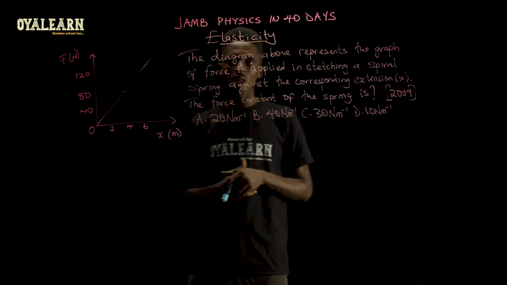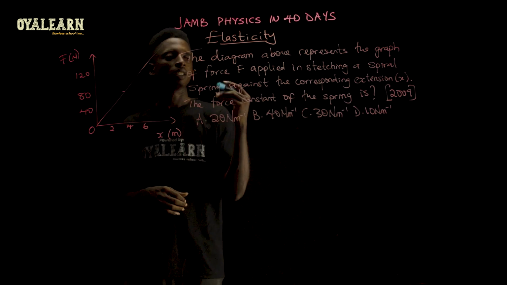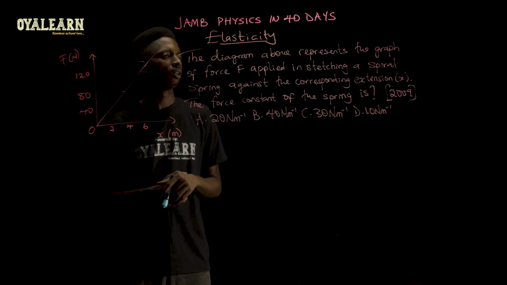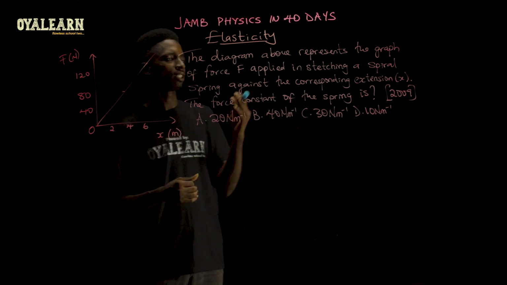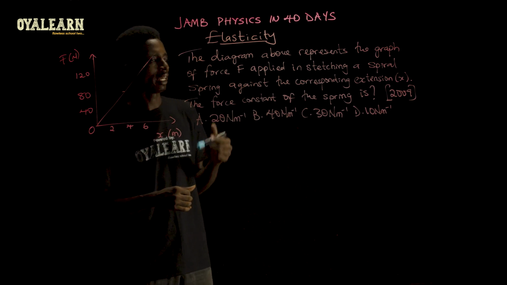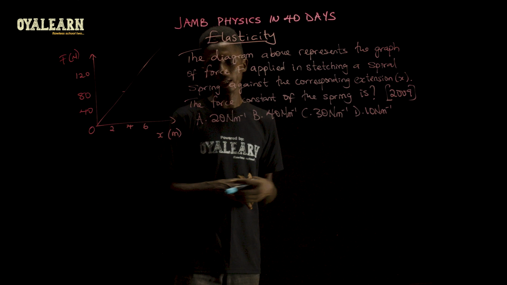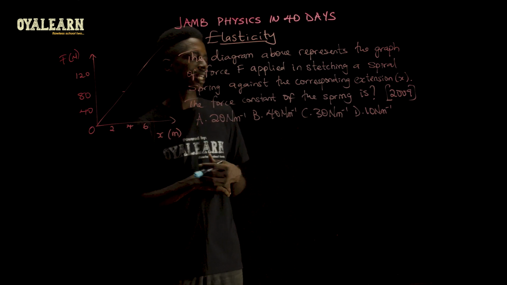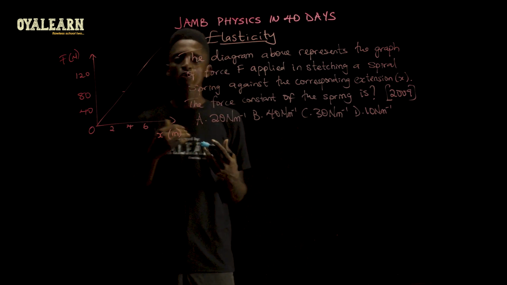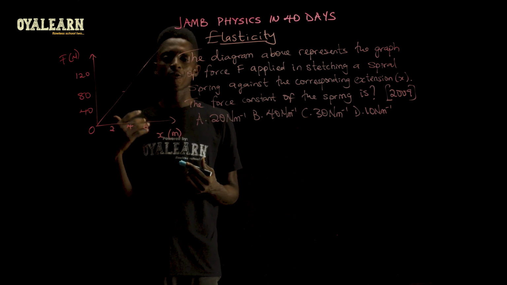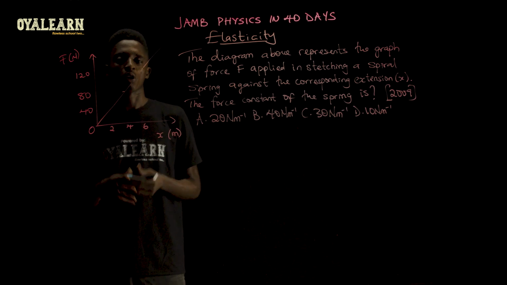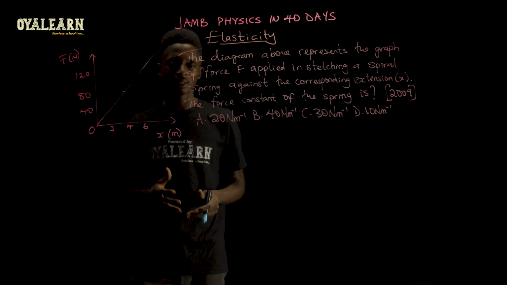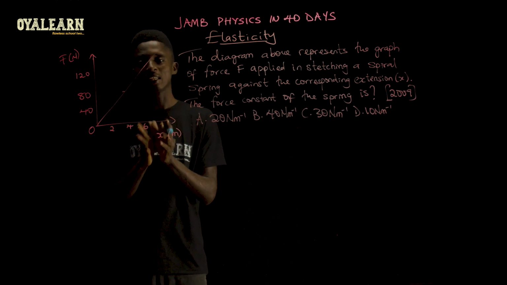This question from 2009 UTME says, the diagram above represents the graph of force F applied in stretching a spiral spring against the corresponding extension x. Now the force constant of the spring is... To get the force constant from the graph of force against extension, we have to find the slope of that graph, because the force constant is the same thing as the slope of the graph. They are equal.